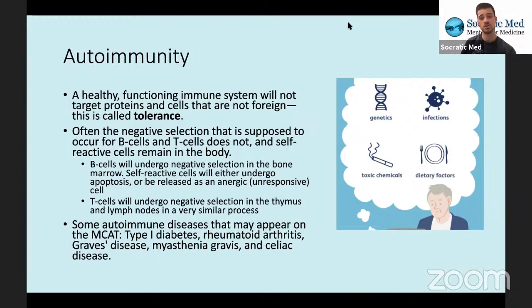T cells will also undergo negative selection in the thymus and lymph nodes in a very similar process. So negative selection also does occur in the lymph nodes, not to the extent that it does in the thymus, but it does occur.